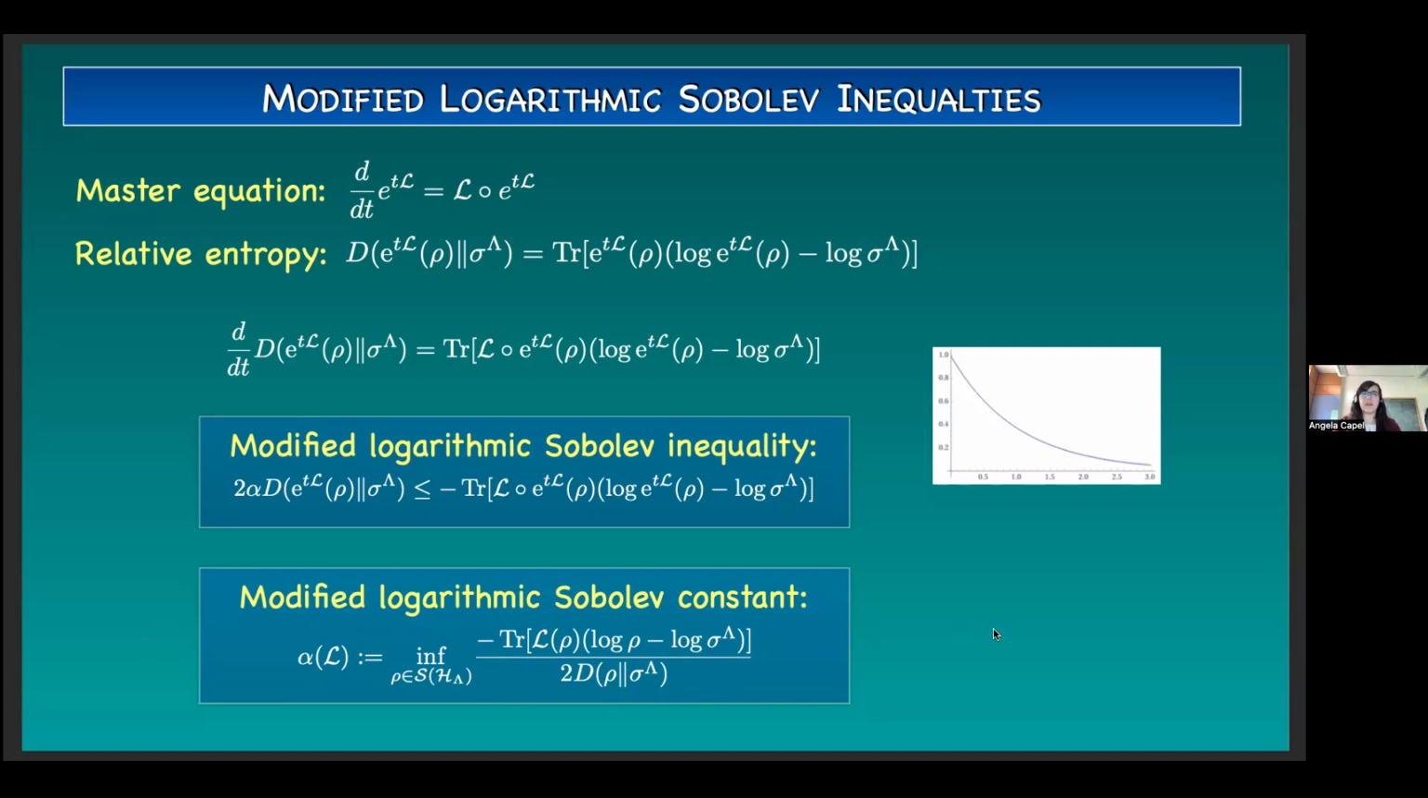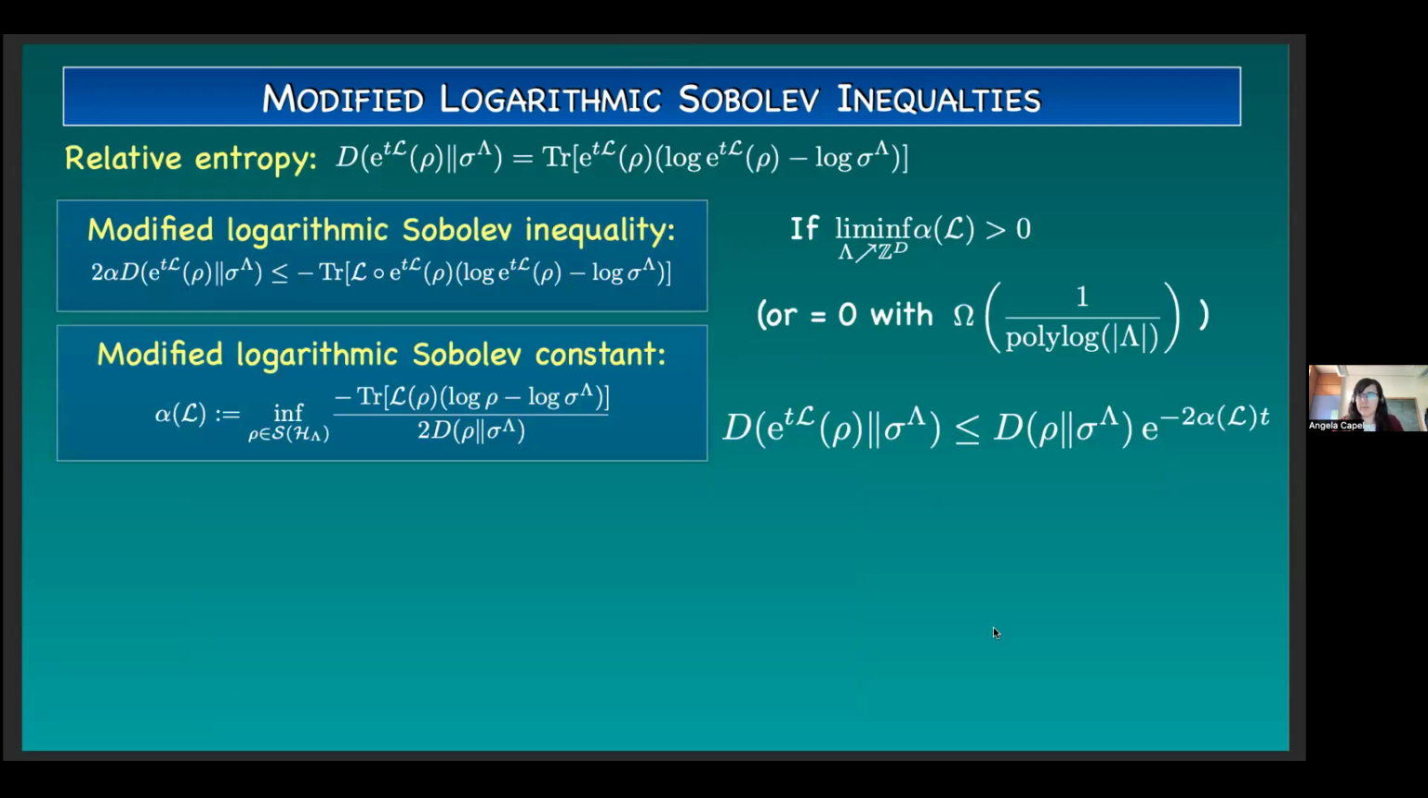And the reason why I'm introducing these MLSIs is because I want to use them to give estimates on the mixing time of the evolution. The way to do it is the following. If this quantity is positive, and not only that, but if this quantity in the thermodynamic limit is positive, what I'm saying here is essentially the following. I was fixing a finite lattice from the beginning, but now we can take a family of finite lattices that are increasing and go to the infinite limit. And we can consider a family of Lindbladians associated with this family of lattices.